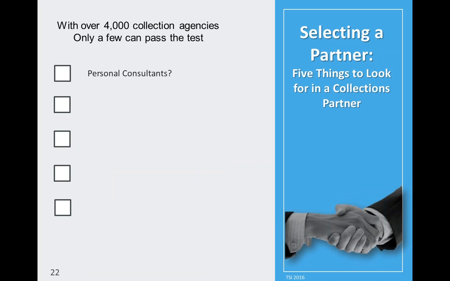With over 4,000 collection agencies, only a few are able to pass the test. Number 1, personal consultants. Do you dial a 1-800 number, or do you have direct access to an individual personal consultant? Do they work with you and your team and coach them on best practices? Number 2, is your agency investing in your success?